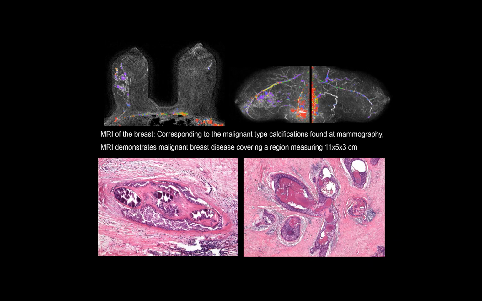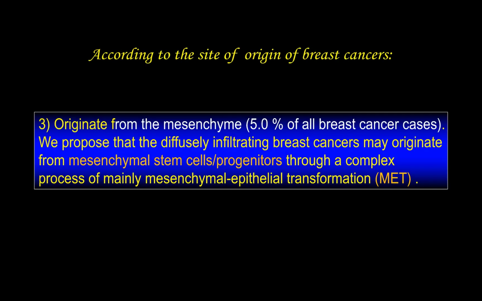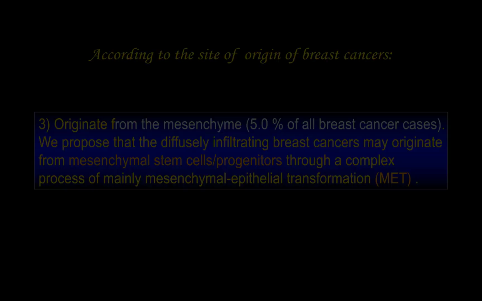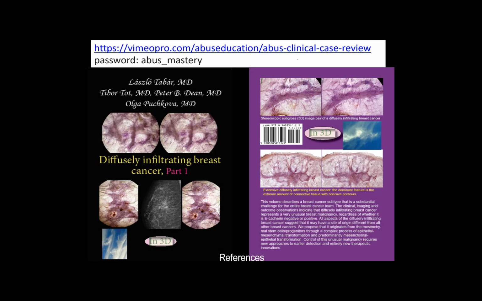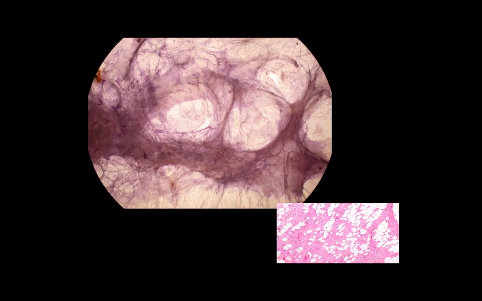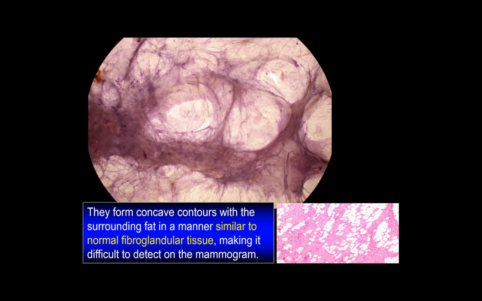And here is the magnetic resonance large section histopathologic correlation. And eventually, there is about 5% of all breast cancers that originate from the mesenchyme. They are very deceptive. We wrote a 3D book about it. They are convex, they are palpable, unfortunately large, and very difficult to control.